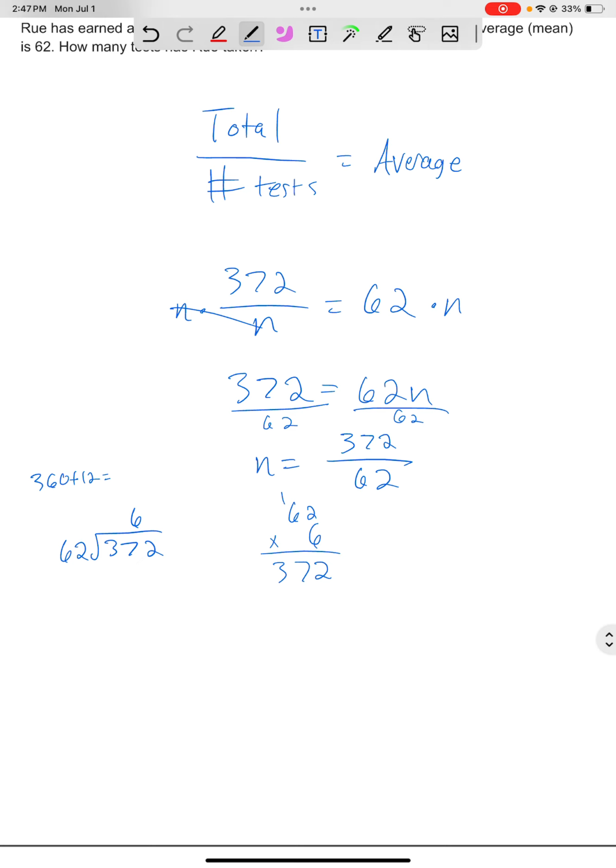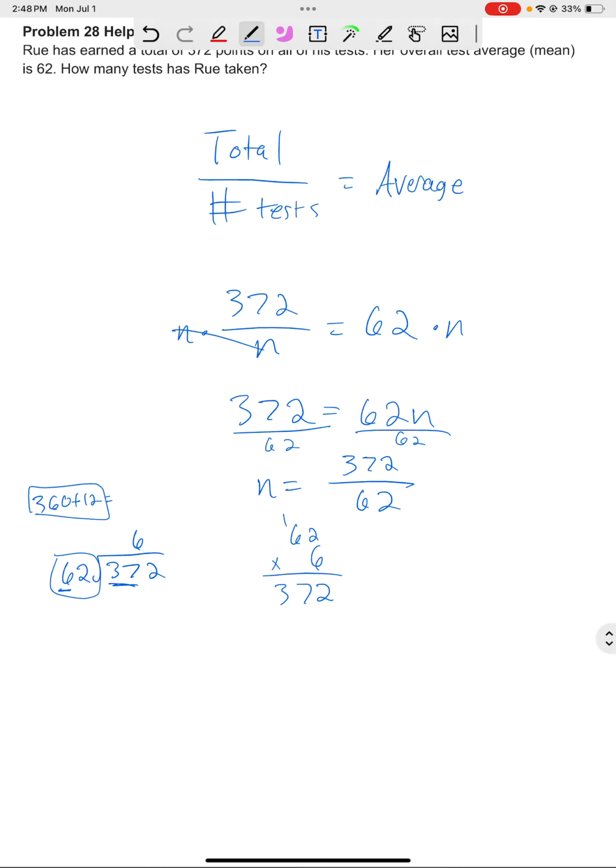How was I doing the long division, right? I was looking at the 6 and how it goes into 37. It goes in 6 times, right? And then what do I do once I have that? I ask myself, what is 6 times 62? And so that's why I was doing this, right? So I ended up just getting the answer immediately, which is to be expected because it should be a whole number. It's just a certain number of tests, right? So regardless, you would just do some long division here to do 372 divided by 62 to get n equal to 6 tests. So that is the number of tests.